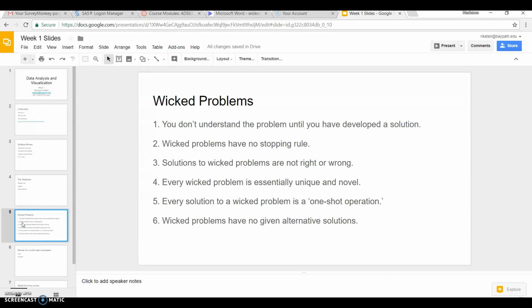Wicked problems. Okay, so the wicked problem, I've linked you the wicked problem paper. There's a number of rules for wicked problems, but what's not listed here is that a problem is made particularly wicked because there are multiple frames for that problem. And what do I mean by that? Framing on a problem says who's asking the question.